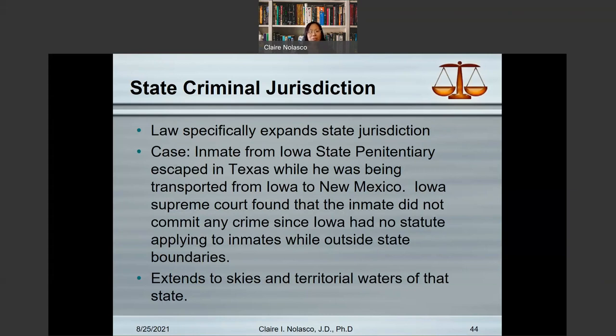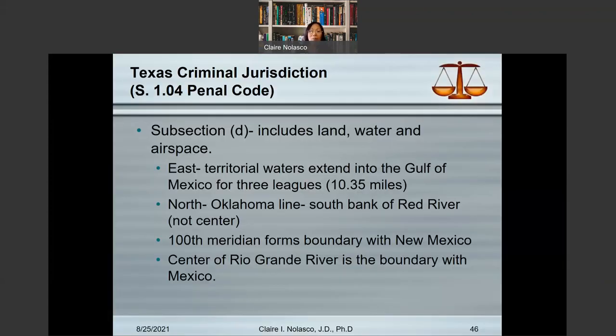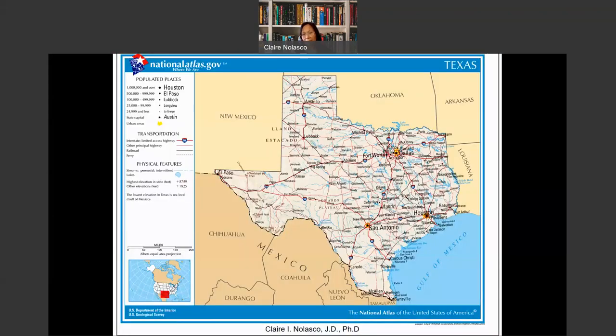So state criminal jurisdiction extends to the skies and territorial waters of that state. This is a map of the state of Texas. We need to know Texas criminal jurisdiction. On the east, the territorial waters extend 3 leagues into the Gulf of Mexico, which is 10.35 miles, which is basically this portion over here, if you see the cursor. So anywhere here, you're still subject to Texas criminal law.